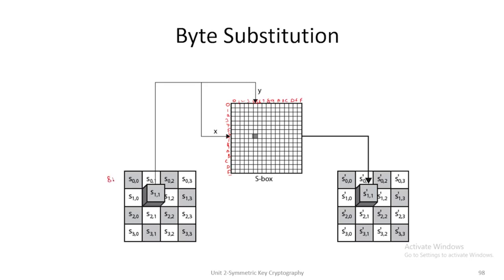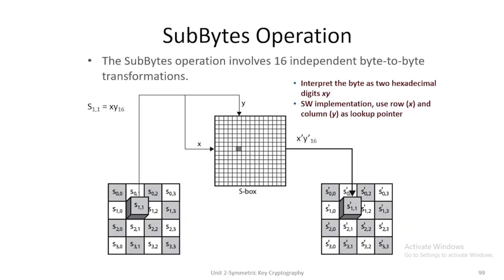Suppose the first value is 8A, I should refer to the 8th row and the A column. So this is the value. Whichever value is available in this S box will be copied to the output of the substitution box. In this way, totally 16 times this S box is referred to and 16 values will be retrieved from this S box. This S box contains 256 independent values. No values are the same. So this is the substitution mechanism.